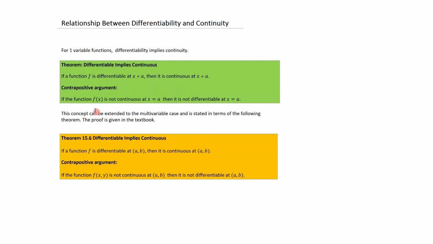We can extend this concept to the multivariable case, and then state it in terms of the following theorem. The proof you can find in the textbook if you want to look at it. So for the case of two variables, if a function f is differentiable at (a,b), then it is continuous at (a,b). The contrapositive would say that if the function f(x,y) is not continuous at (a,b), then it is not differentiable at (a,b).